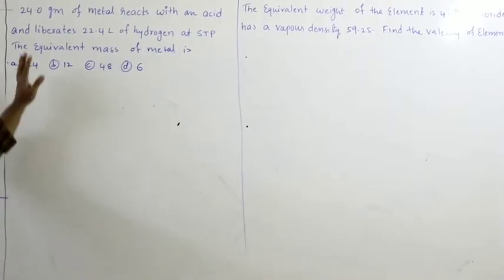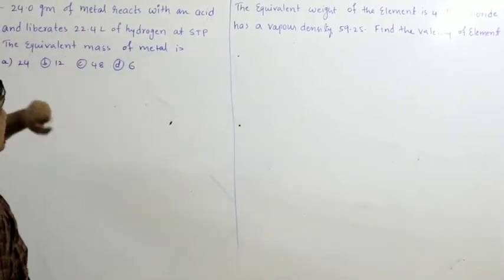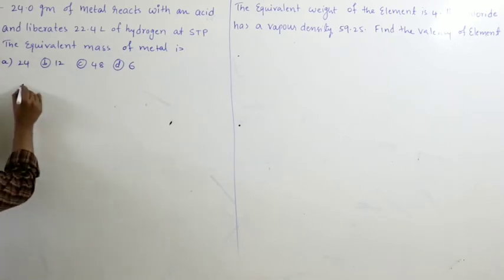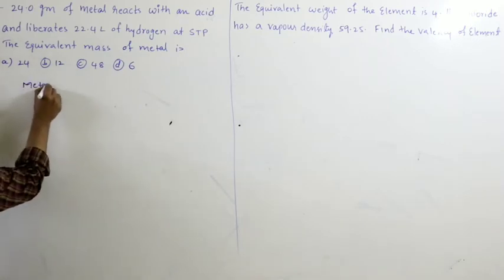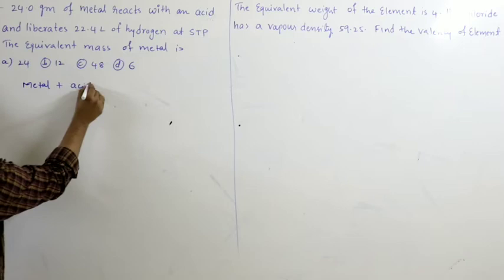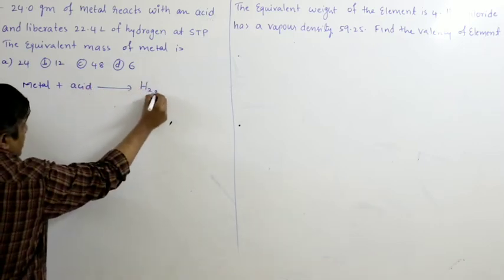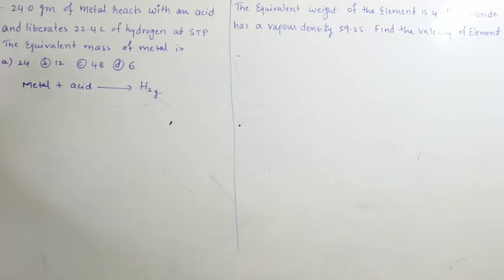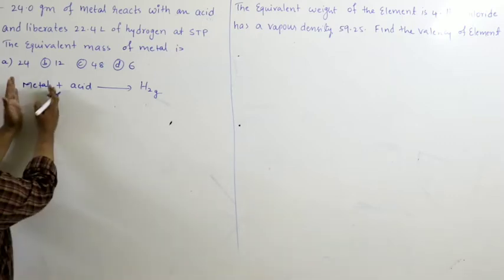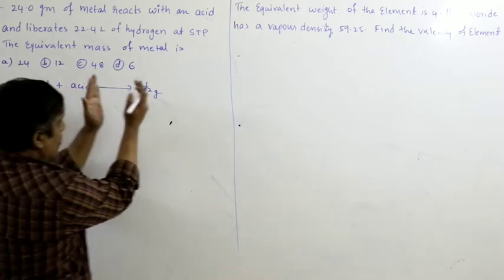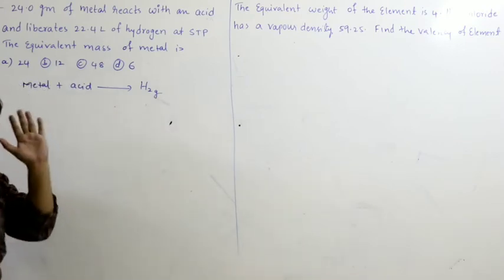Let us do some problems. 24 grams of metal reacts with an acid. So here, let us assume metal reacting with acid, and the acid liberates hydrogen gas. The volume of hydrogen gas produced at STP is given. You have to find the equivalent weight of metal. So the mass of metal reacted is given, and the volume of hydrogen displaced at STP is given.